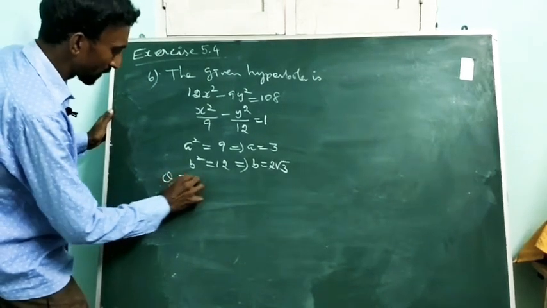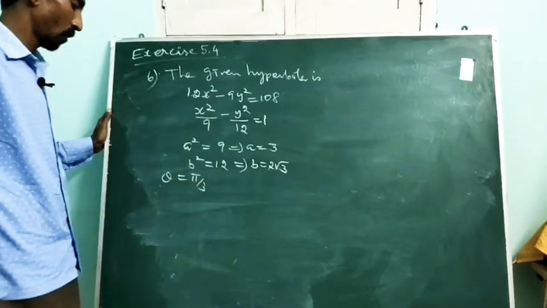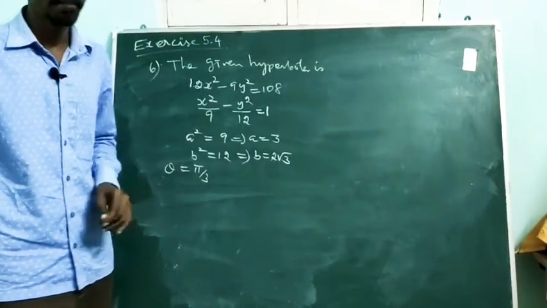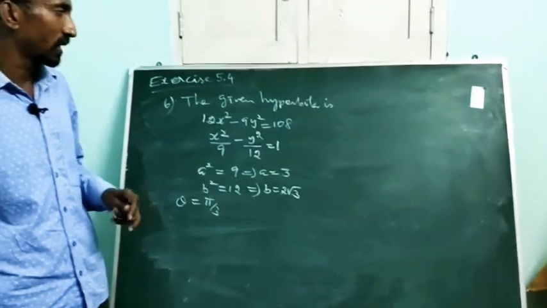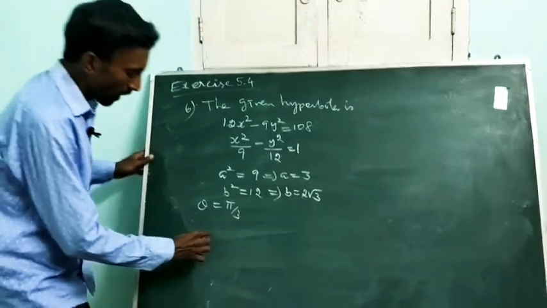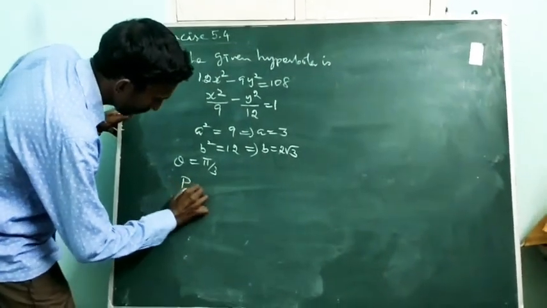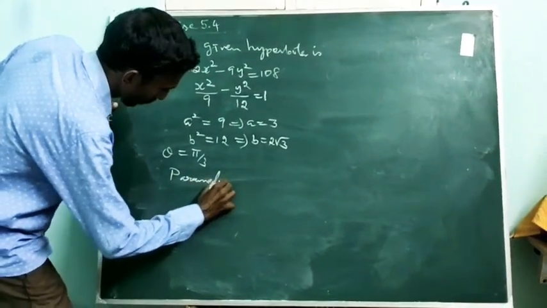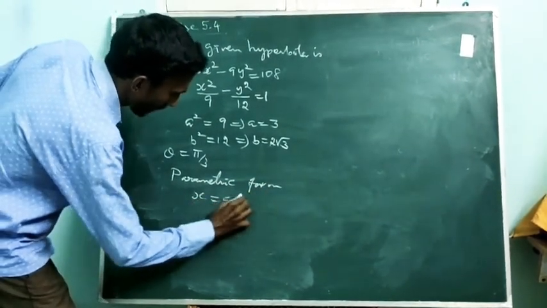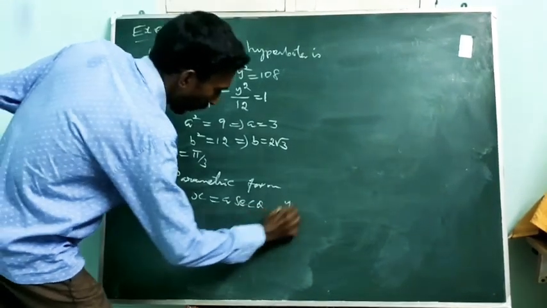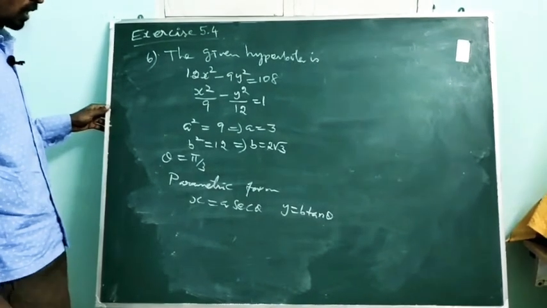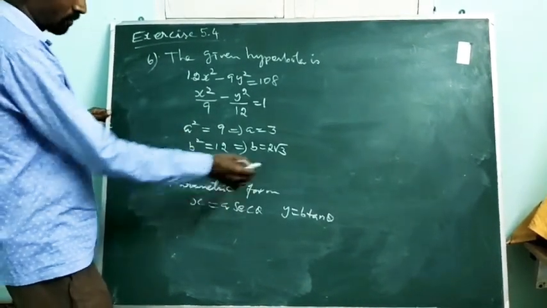And here the parameter theta is given as pi by 3, 60 degree. So again remember the parametric form of hyperbola. For ellipse the parametric form is x equal to a cos theta, y equal to b sin theta. For hyperbola the parametric form is x equal to a secant theta and y equal to b tan theta. So put the value of a, theta and b here.